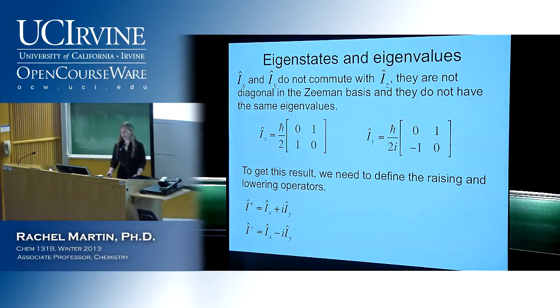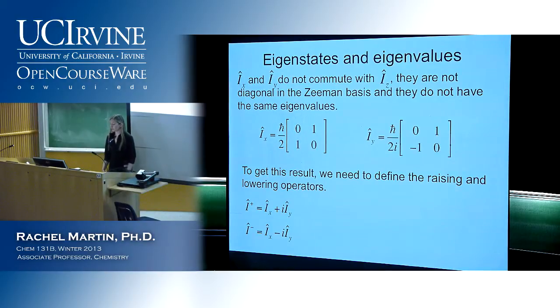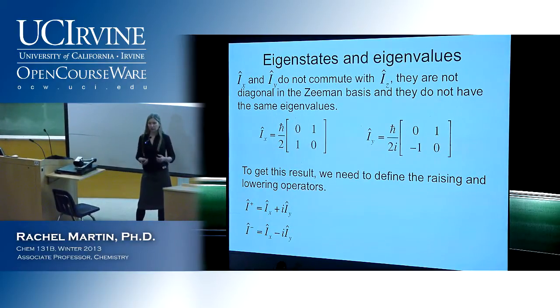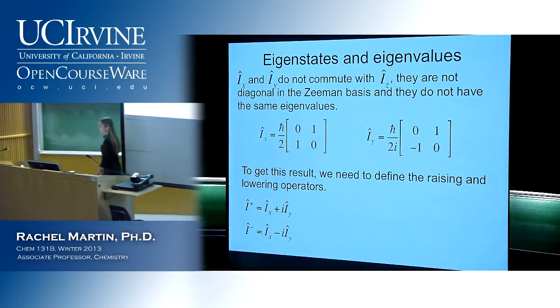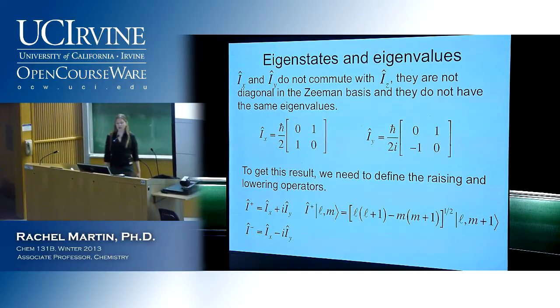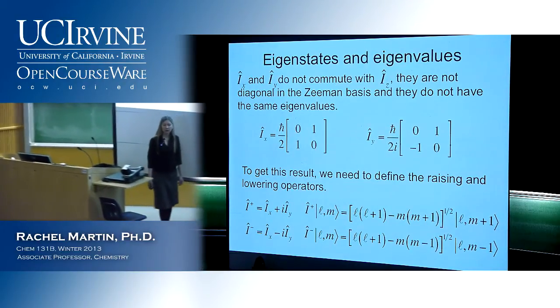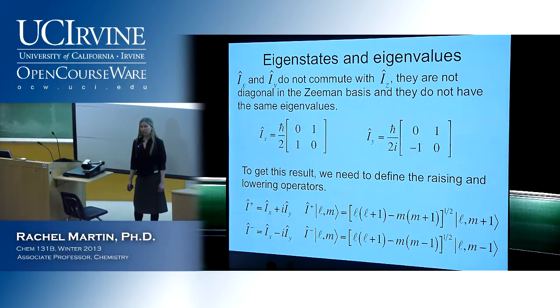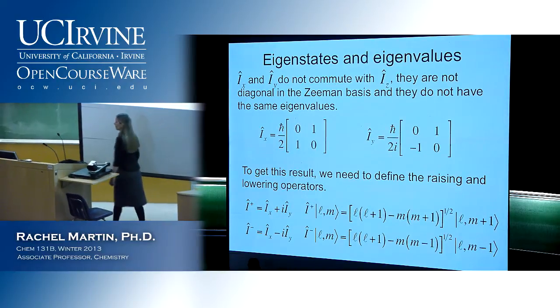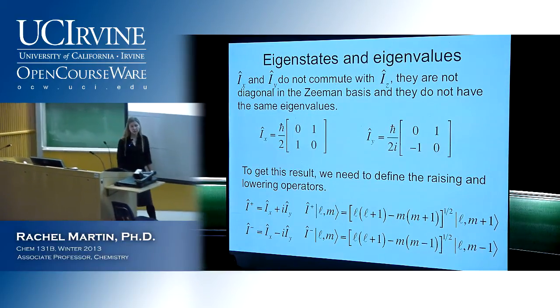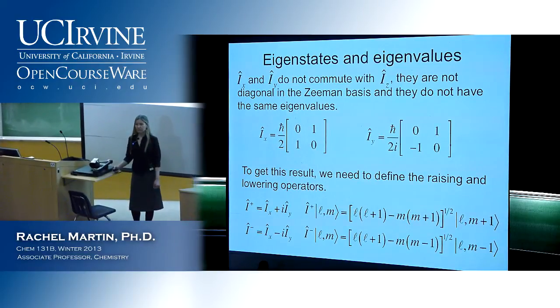So we've got I plus as IX plus i IY, and I minus is IX minus i IY. We've kind of alluded to before that we're getting real and imaginary parts of our signal in the XY plane, and you can start to see how this fits together with the formalism that we're using. Okay, here's what I plus and I minus do. You have this collection of constants out in front relating to L and M that is your eigenvalue. And then the result of the raising operator is the state with M plus 1.